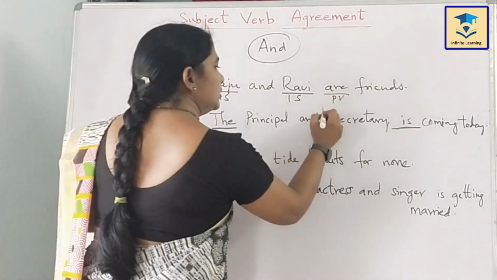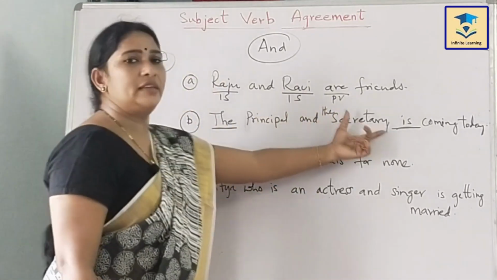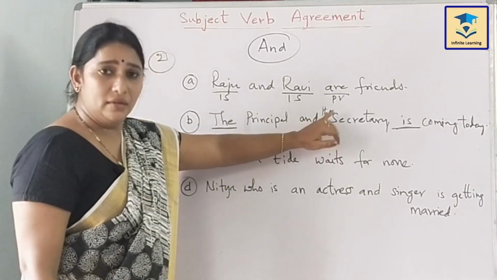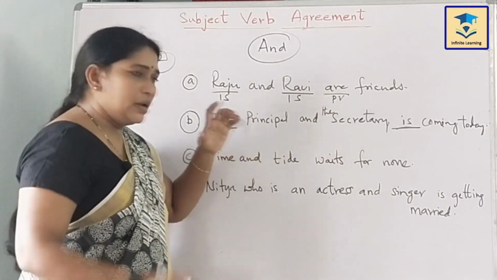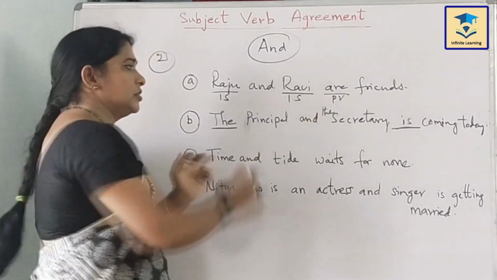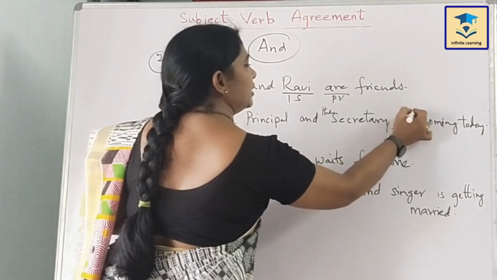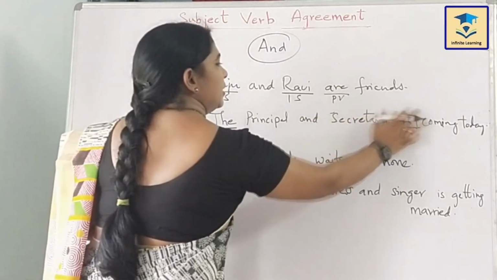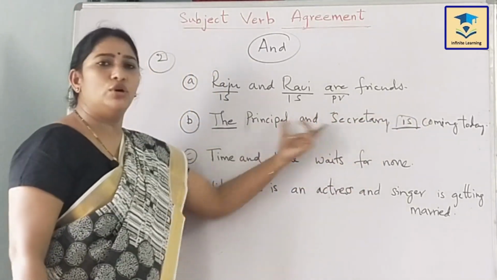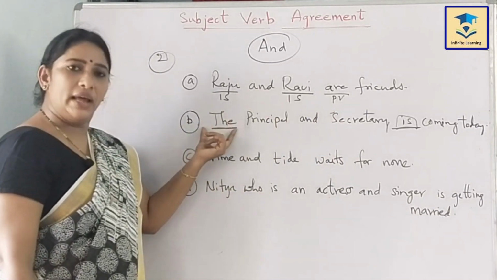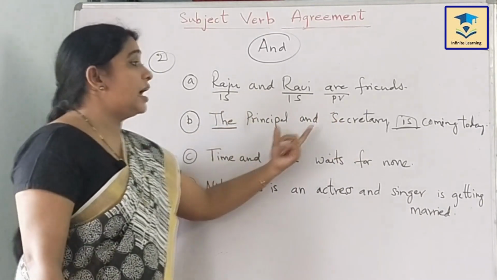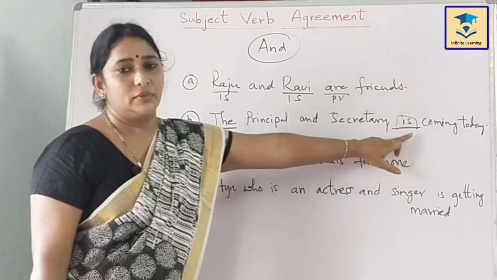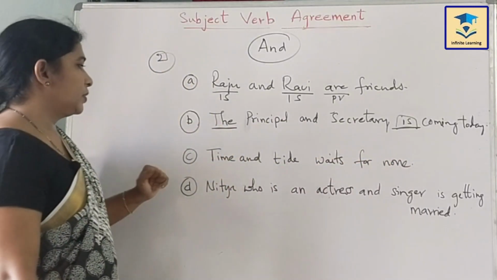So if I use the here, the principal and the secretary, two different persons. Why? Because I used another article here. So the principal is a person and the secretary is another person. These two, so are coming you get here. Are coming. If you do not use the, the principal and secretary, these two are both one. I used only one article here. I didn't use it for the second one. The principal and secretary is coming today. So then the verb will be singular. Hope you understand. See the third one.